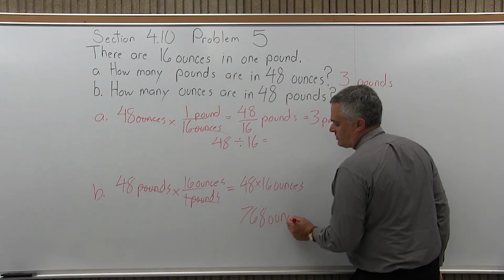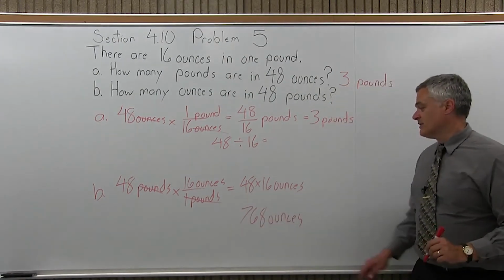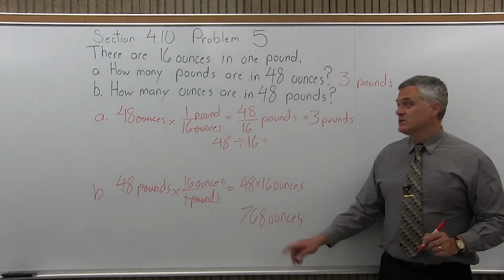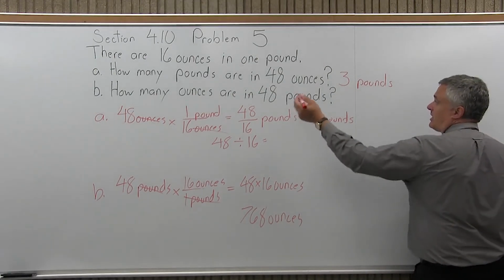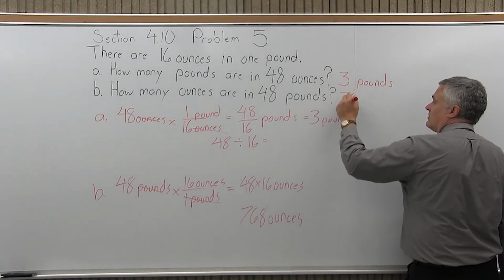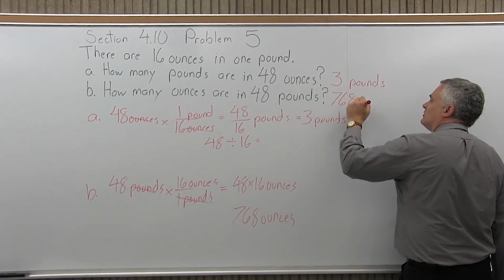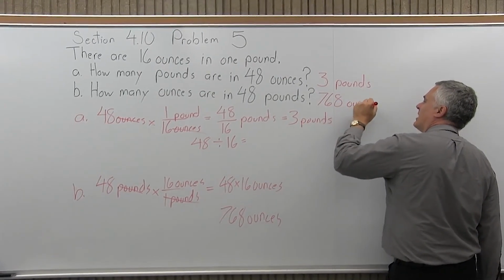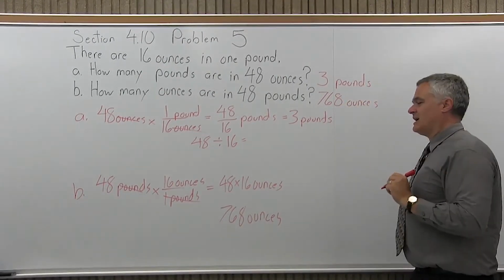Again, make sure you include your units of measure, because that's the point of this section. It's in ounces, so we can put that next to Part B. The answer for B is 768 ounces. 48 pounds is equivalent to 768 ounces.